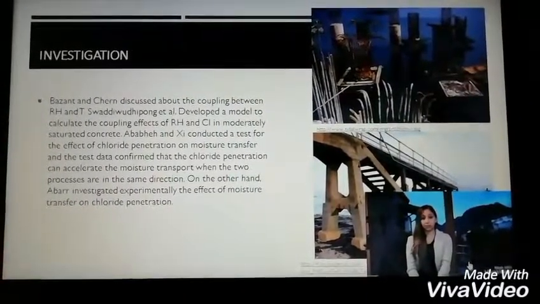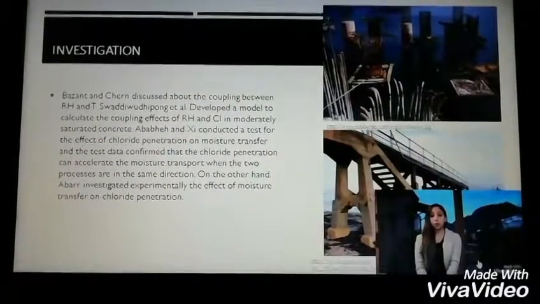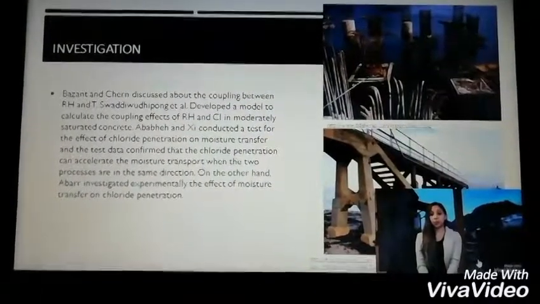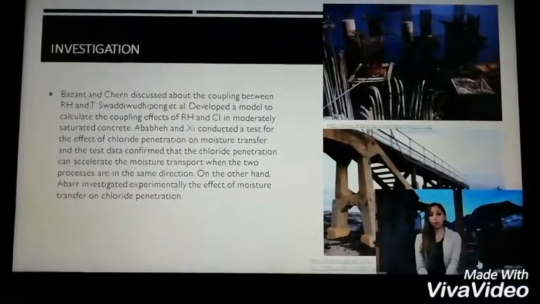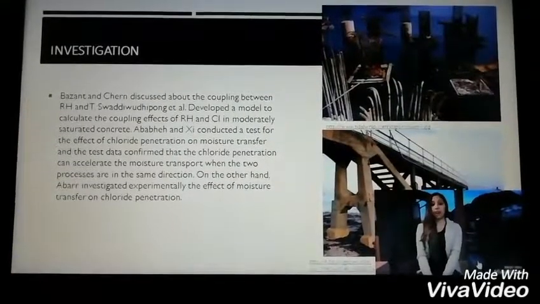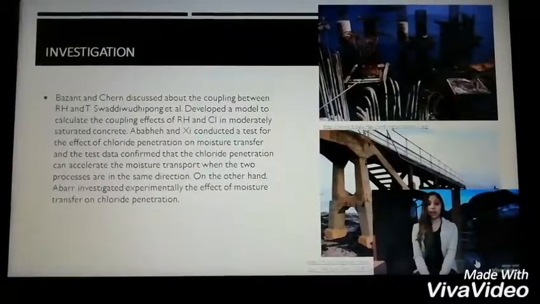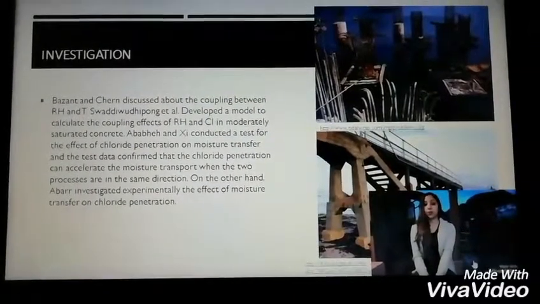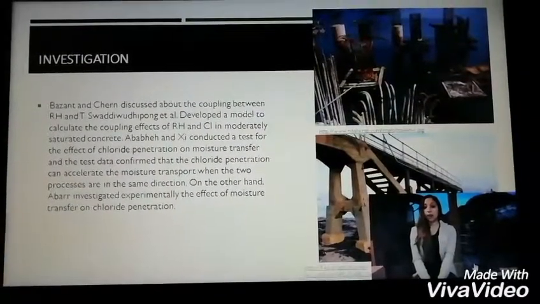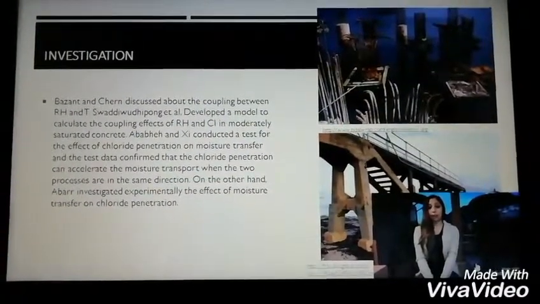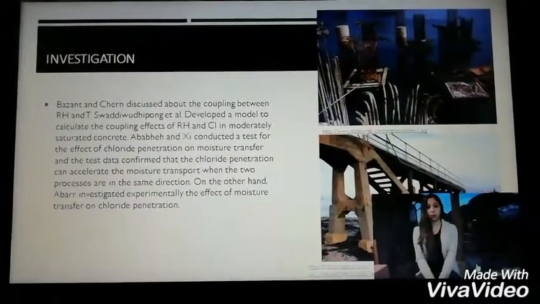For research, several authors intervened, who discussed the coupling between H, R, and T, and the development of a model to calculate the effect of coupling of R, H, and Cl in moderately saturated concrete. There was also talk of evidence of the effect of chloride penetration in the presence of moisture.